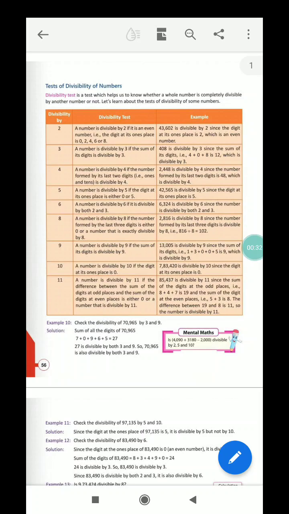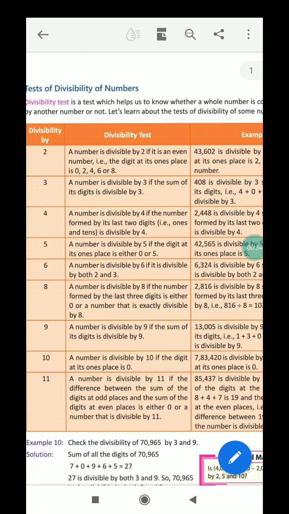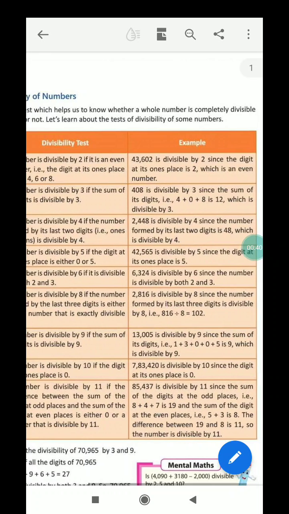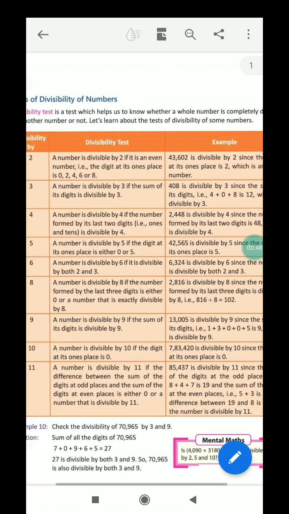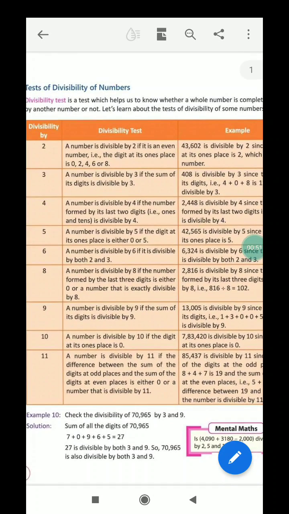So, what is divisibility test? It is a test which helps us to know whether a whole number is completely divisible by another number or not. For this, we have to learn about the test of divisibility of some numbers. Okay, so here one table is given. We have to go through this table. In this table, there are 3 columns. First one is divisible by, second is divisibility test, and third is example.